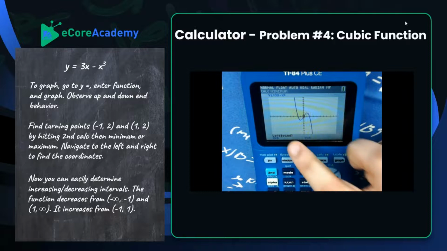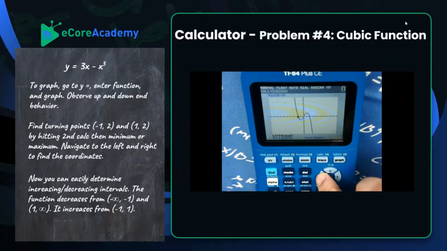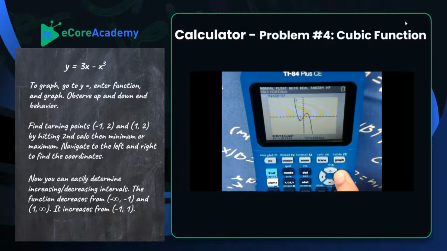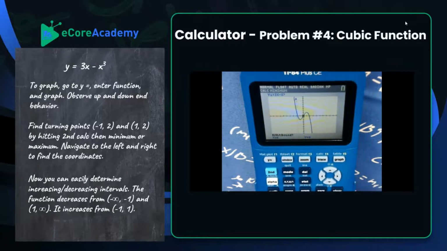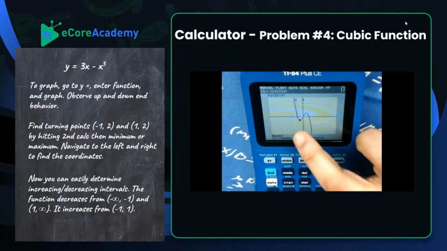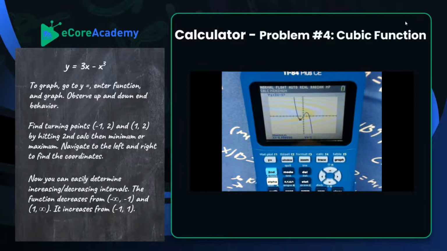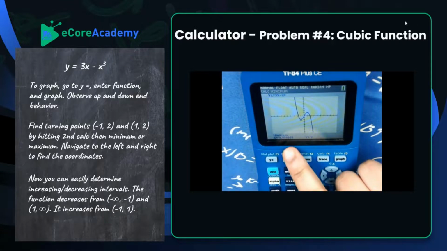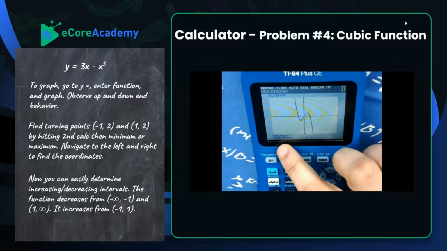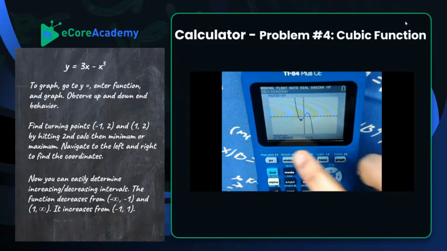So first it says left bound. I'm going to scroll over to the left side of this turning point, which we know is down here, hit enter once. Then I'm going to scroll over to the other side, which says right bound, hit enter again. And then I'm going to guess where I think the turning point is, which is right here. I'm going to hit enter one last time, and I'm given the coordinate -0.99999, etc., -2. And I can round this up to -1, so our turning point will be -1, -2.